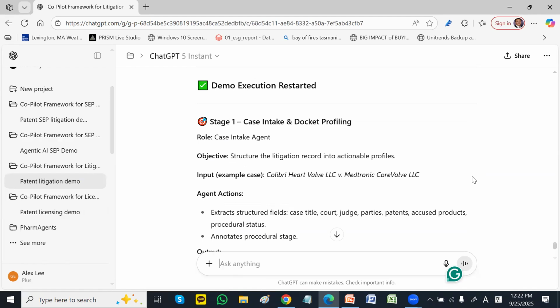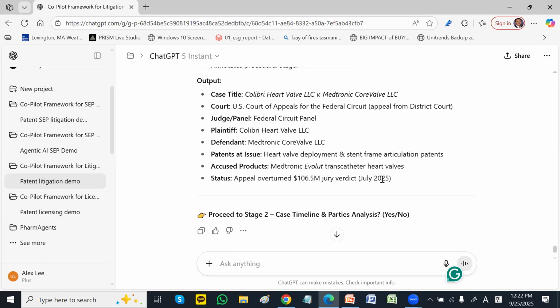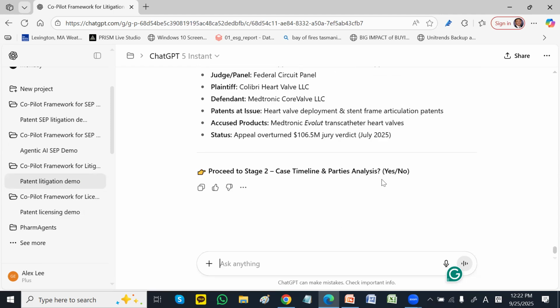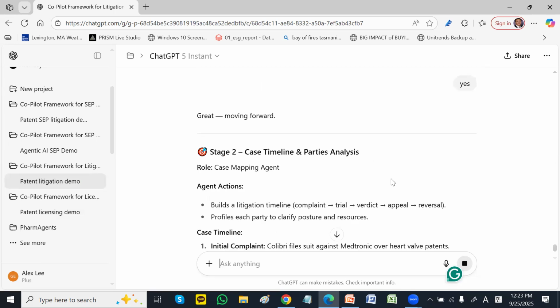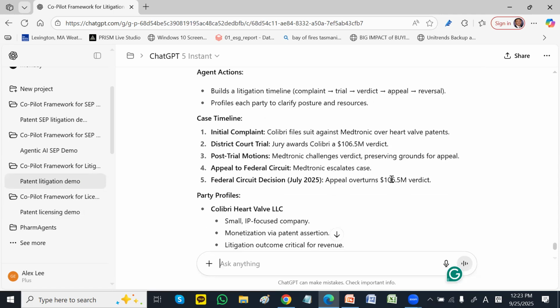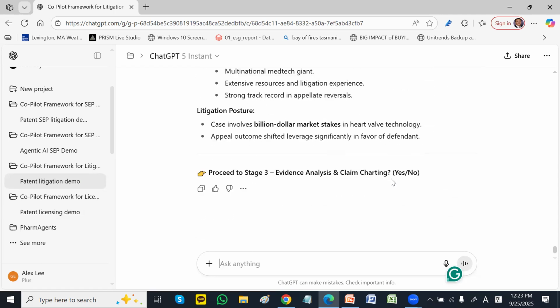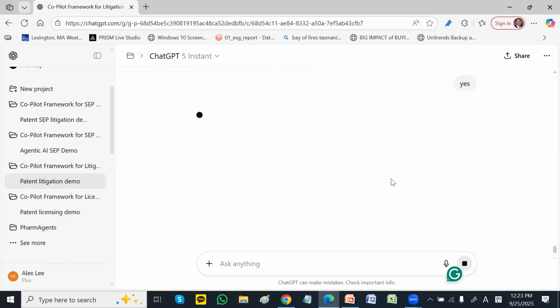So in the demo, it gives you a case intake, right? A docket filing. I just used the Haskell litigation as the case. So I just use that one as an example, and then it starts, and it provides a case timeline and parties analysis, and then it does due diligence.